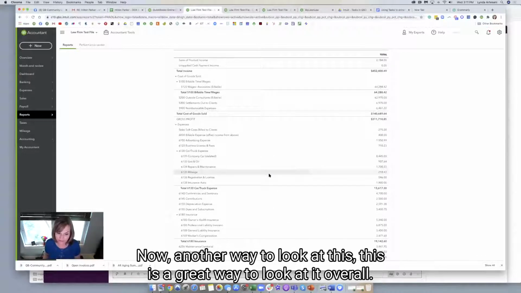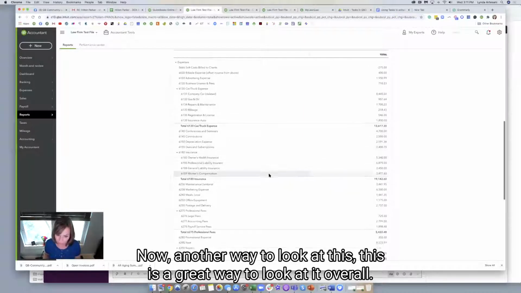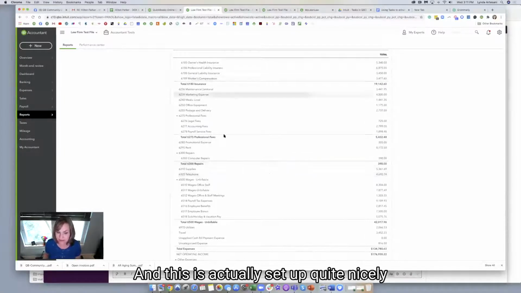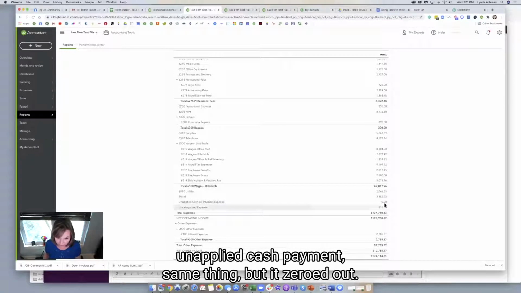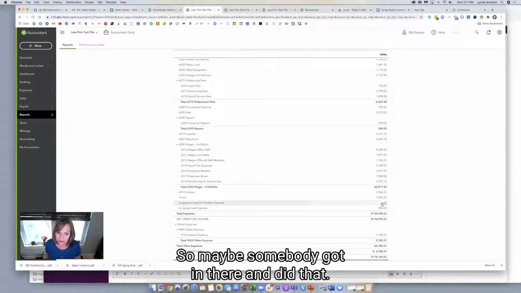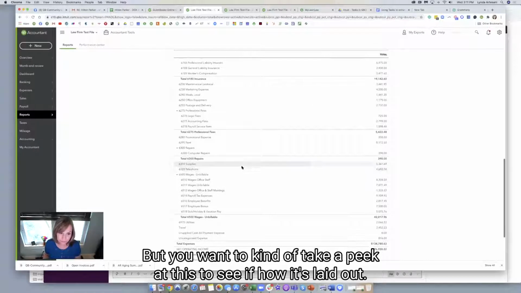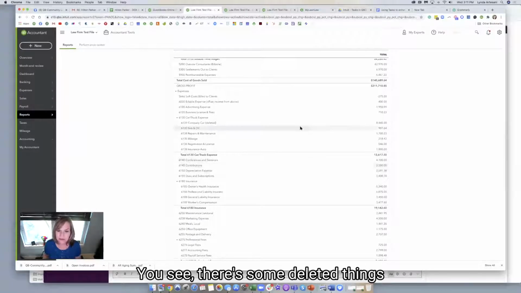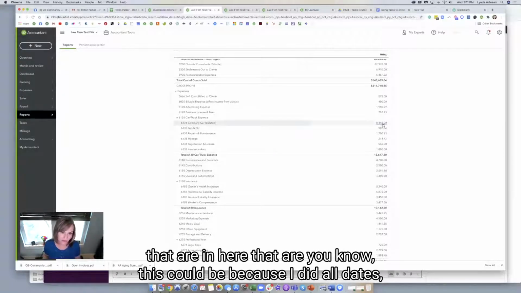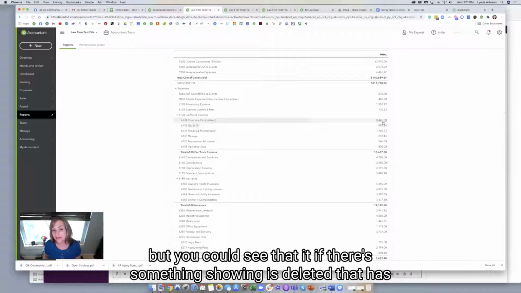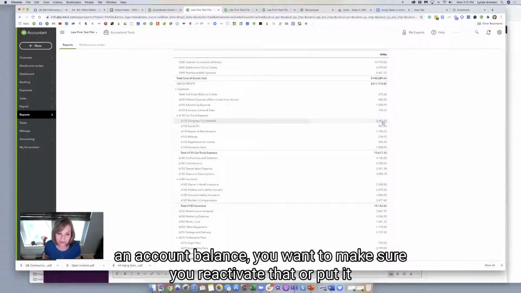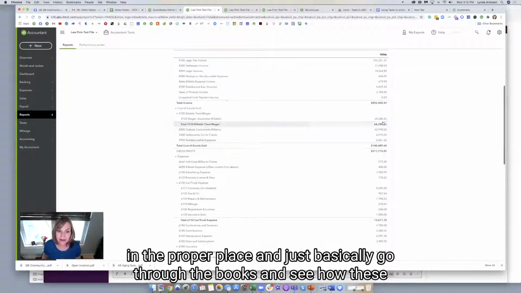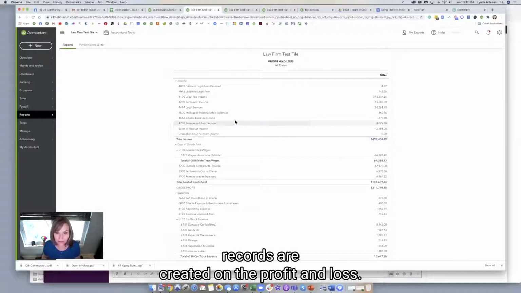Now, another way to look at this is a great way to look at it overall. I would just come through and start to figure out what belongs, what doesn't belong. And this is actually set up quite nicely on applied cash payment. Same thing, but it's zeroed out. So maybe somebody got in there and did that. But you want to take a peek at this to see how it's laid out. Maybe you can clean it up. You see there's some deleted things in here, this could be because I did all dates, but if there's something showing as deleted but has an account balance, you want to make sure you reactivate that or put it in the proper place. And just basically go through the books and see how these records are created on the profit and loss.